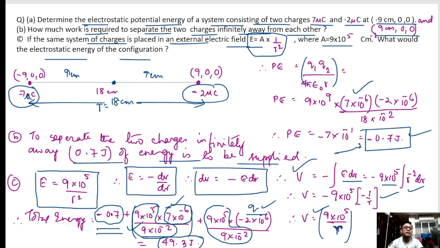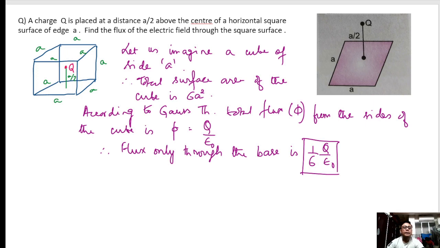Next, friends, let's see the next sum. The next sum says a charge Q is placed above the square plate at a distance of a by 2. What is the flux through this surface? So what we will do is first complete a cube. As you can see here, this is a by 2, so with another a by 2, each side is now a. I will complete a cube.